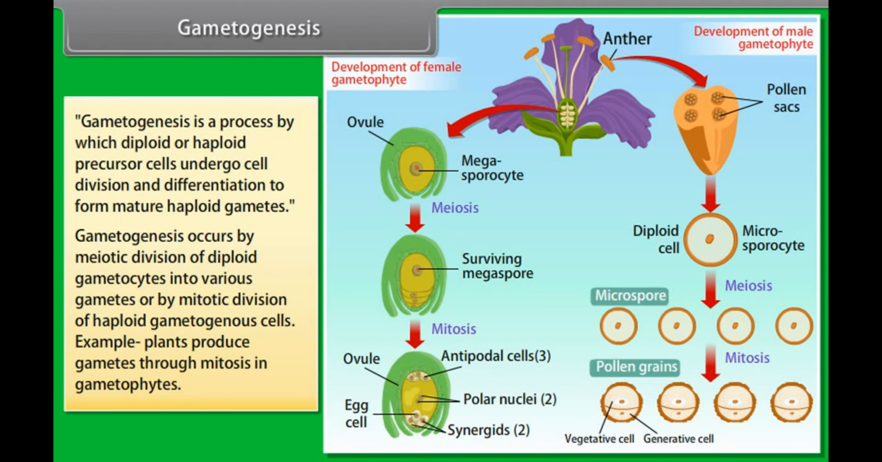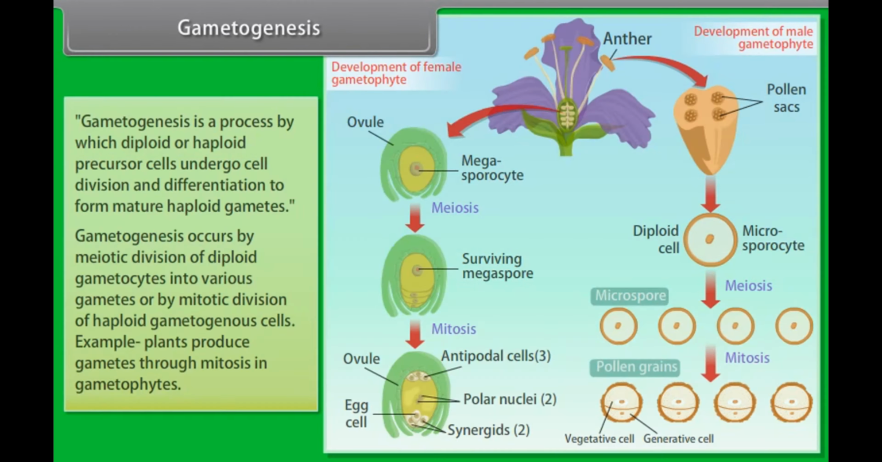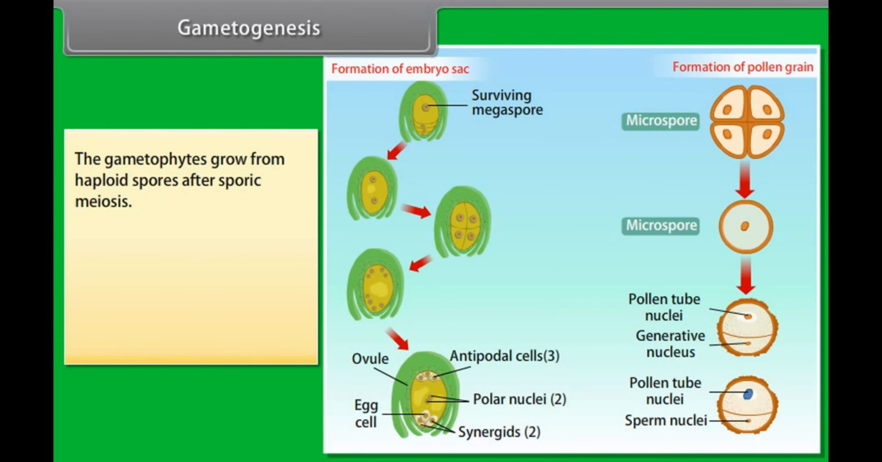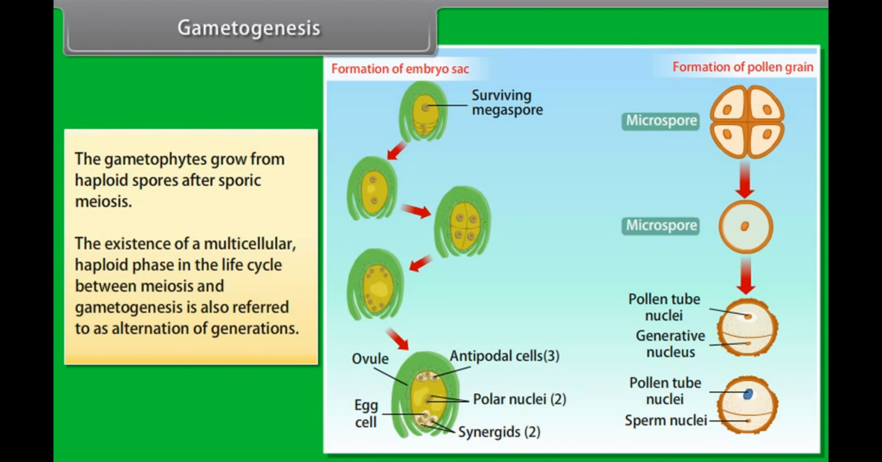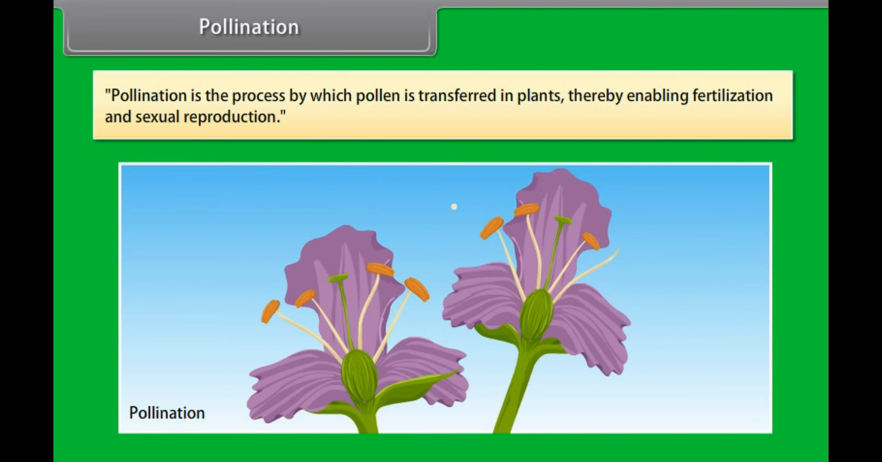Example: plants produce gametes through mitosis in gametophytes. The gametophytes grow from haploid spores after sporic meiosis. The existence of a multicellular haploid phase in the life cycle between meiosis and gametogenesis is also referred to as alternation of generations.